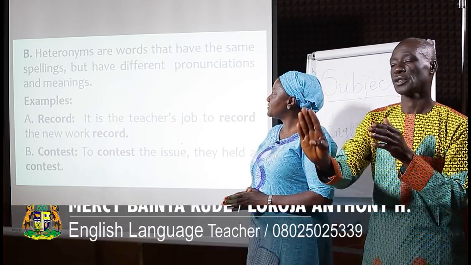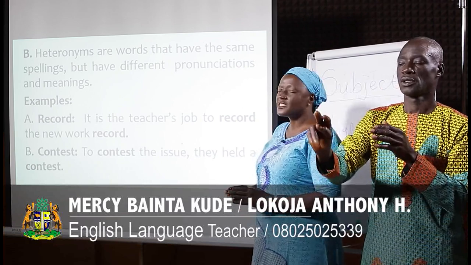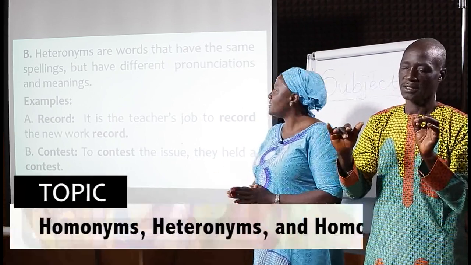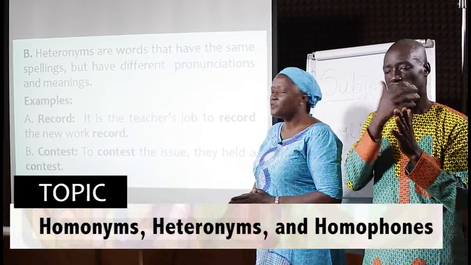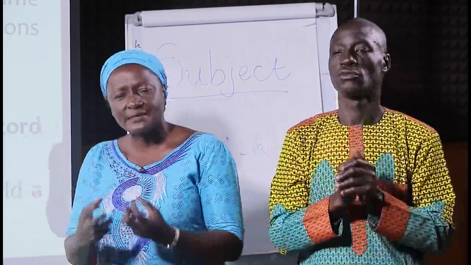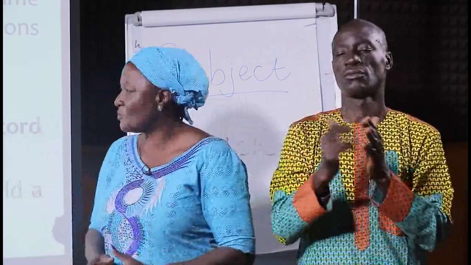B, heteronyms. These are words that are spelled the same, but their pronunciations are different and their meanings are different. For example, record. It is the teacher's job to record the new word record. To record is to document, and the new word record is that thing, the stuff that you are documenting.